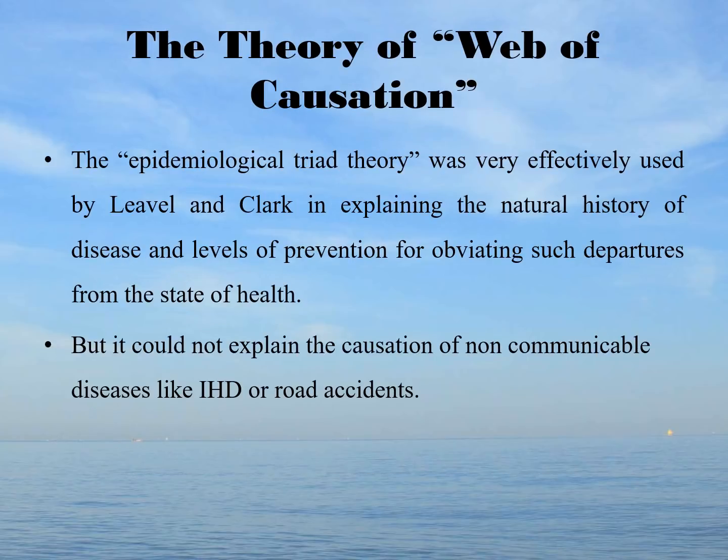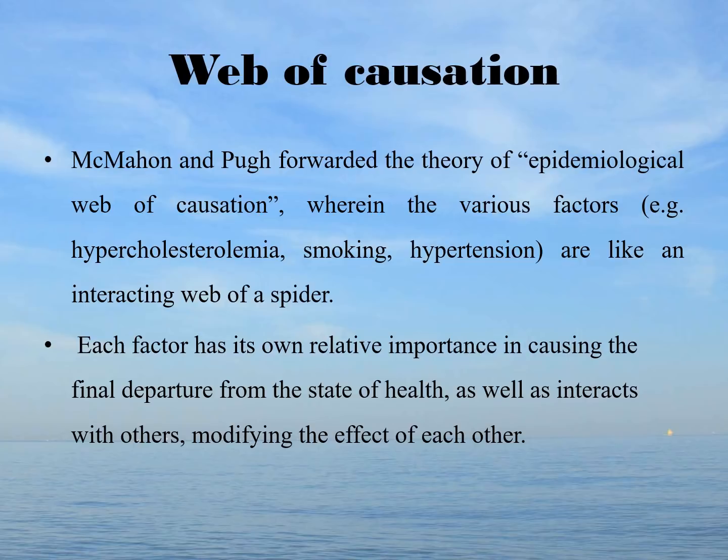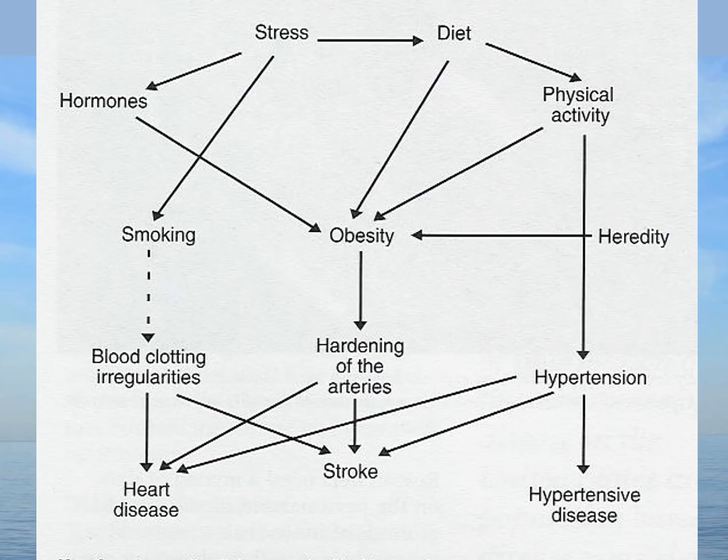The previous theories could easily explain communicable disease, but non-communicable disease are a different matter. It would have many more causes and no infective agents that would explain the presence of disease. Hence, the theory of web of causation was used. What is the web of causation? It theorized that the various factors are like an interacting web of a spider which may cause disease. So each factor would have its own relative importance in causing the final departure from the state of health, as well as interacting with others and modifying the effect of each other.